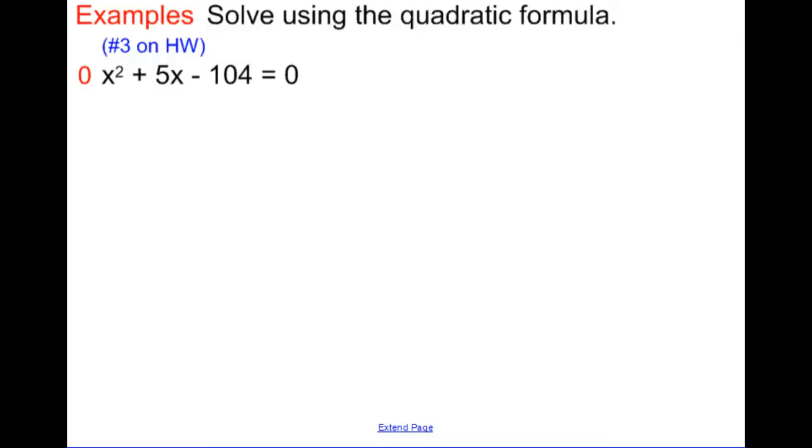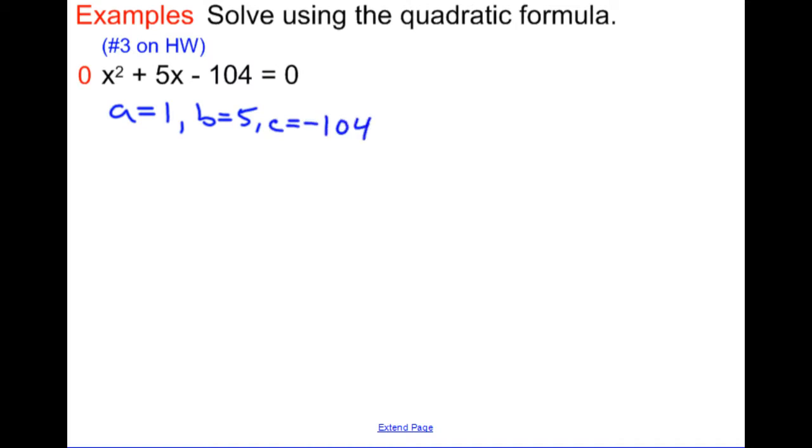All right, we have an example of a quadratic equation, example 0. The equation that we're given is x squared plus 5x minus 104 equals 0. This is in standard form, our polynomial. What we're going to do first is identify what the letters a, b, and c are. These are coefficients of the x squared and the x and the constant term respectively. So my first coefficient a is 1, b is 5, and c is negative 104.